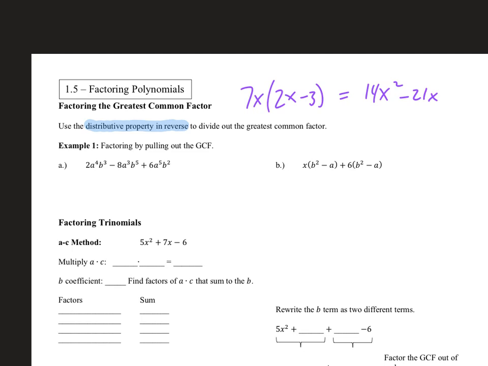So the first way we're going to start off is with just finding that greatest common factor, which is kind of what I just did there. What is the greatest common factor between 14x squared and 21x? 14 and 21 both have 7 in them, and x squared and x both have an x in them, so 7x would be the greatest common factor. And you ask yourself, 7x times what is 14x squared? Well, it's 7x times 2x. 7x times what is negative 21x? That would be negative 3.